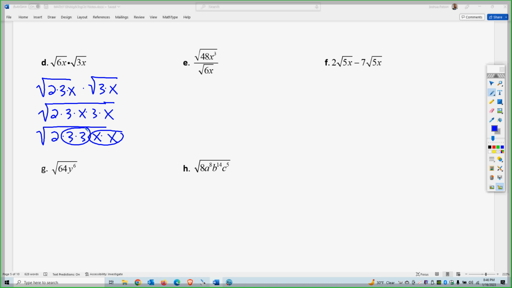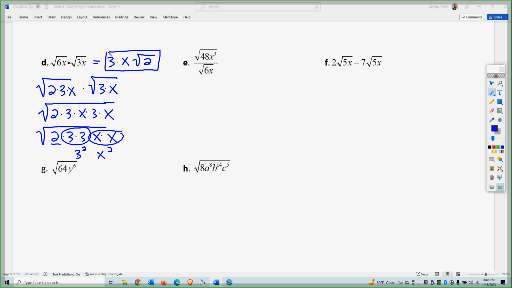So using that same logic as before, what do I get? I get 3 times x root 2, right? Because this is essentially 3 squared, and this is x squared, right? That's really what it is, which will cancel with the square root, but there's a 2 left over inside.